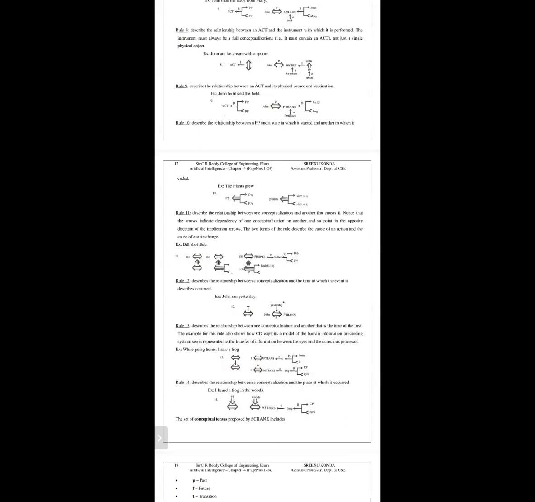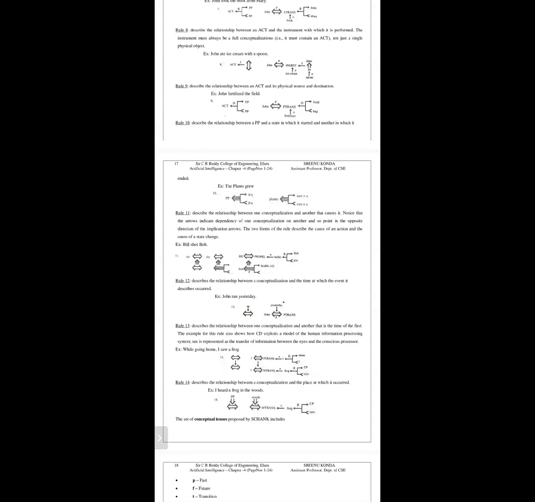John ran. Next, at what time? Yesterday. So John P trans yesterday. Here P indicates past tense, and yesterday indicates at what time it happened.